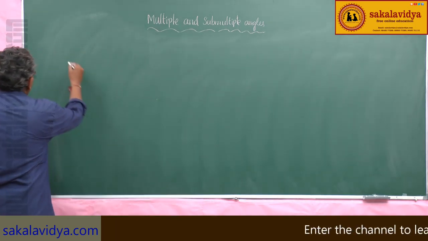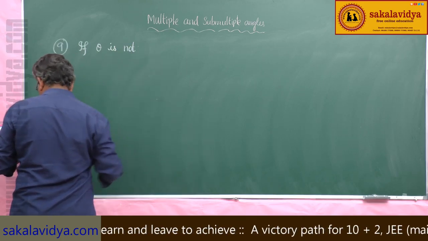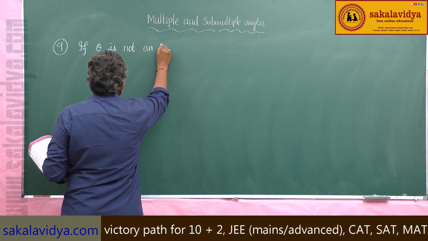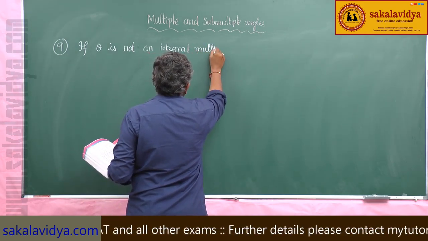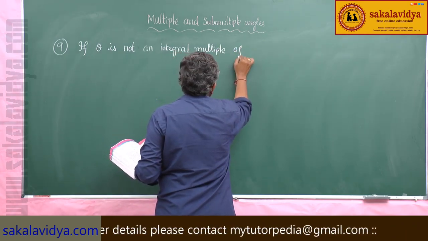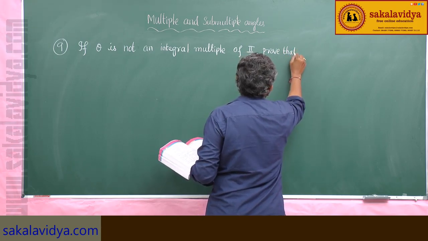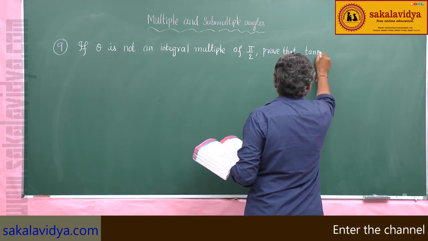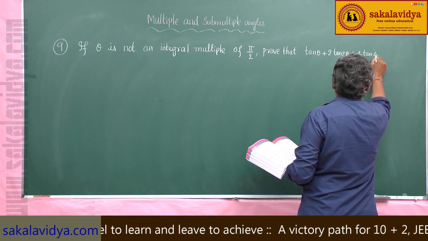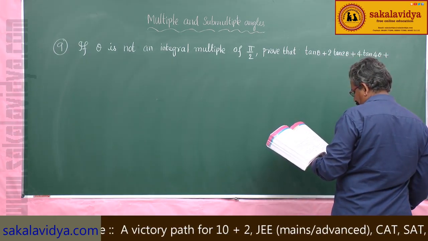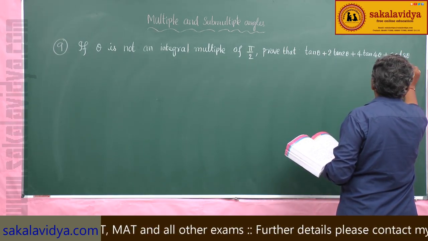Now, ninth problem. If theta is not an integral multiple of pi by 2, prove that tan theta plus 2 tan 2 theta plus 4 tan 4 theta plus 8 cot 8 theta is equal to cot theta. Let us prove.